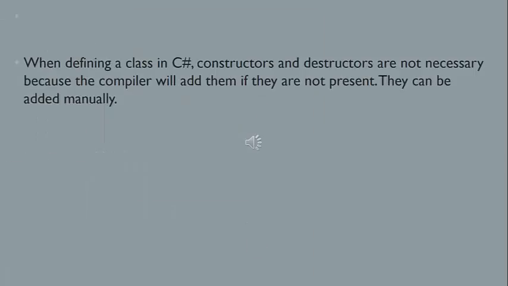When defining a class in C#, constructors and destructors are not necessary because the compiler will add them. If they are not present, they can be added manually.